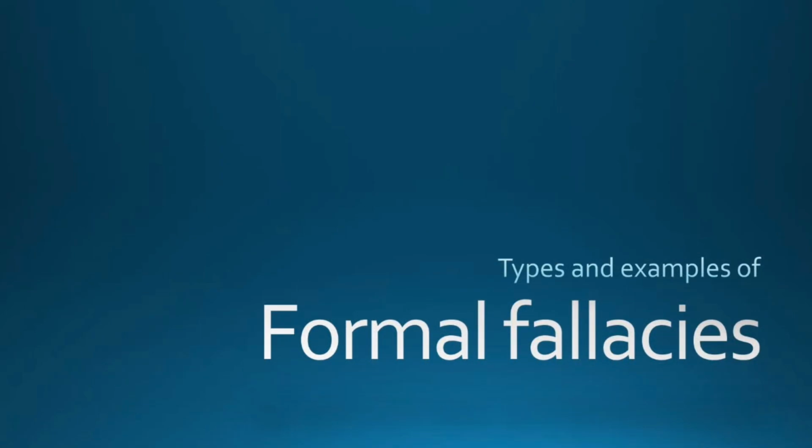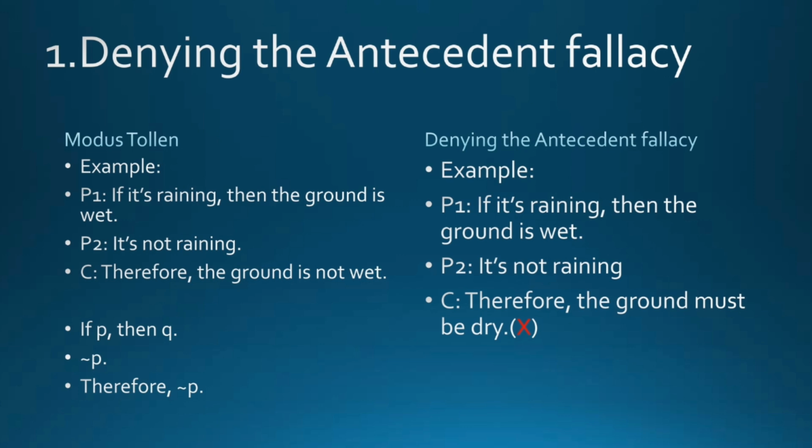Here are 7 formal fallacies explained. 1. Denying the antecedent fallacy. This fallacy occurs when you incorrectly assume that if the first part of a conditional statement, the antecedent, is false, then the second part, the consequent, must also be false. Structure: if P, then Q. Not P, therefore not Q.